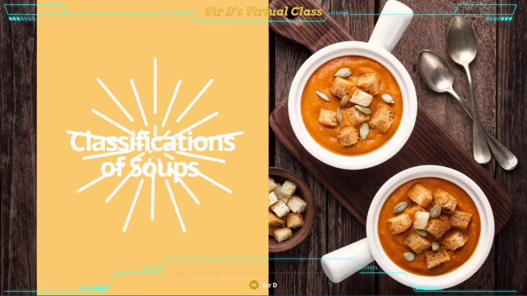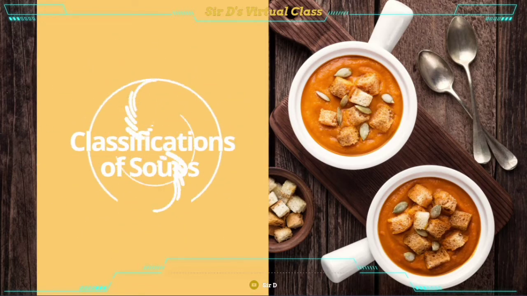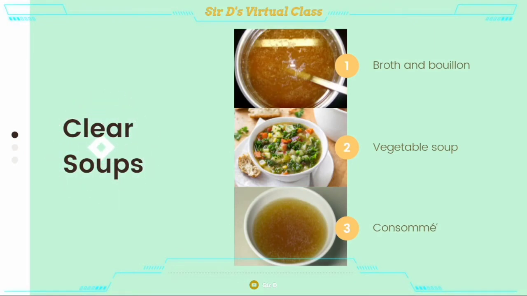Now, let us discover the classifications of soups. First, we have clear soups. These are soups based on a clear, unthickened broth or stock. It may be served plain or with garnish, such as variety of vegetables and meat. Clear soups are very similar to stocks, except that broths are based on meats rather than bones. So, it is richer and has more defined flavor.